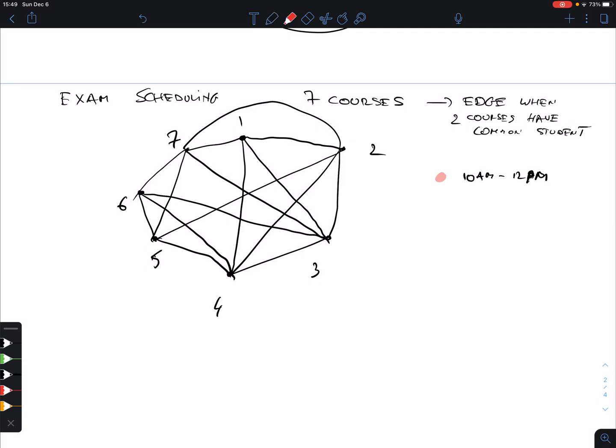Then green would be from 12 p.m. or let's say from 10. Let's get everybody a little break here.